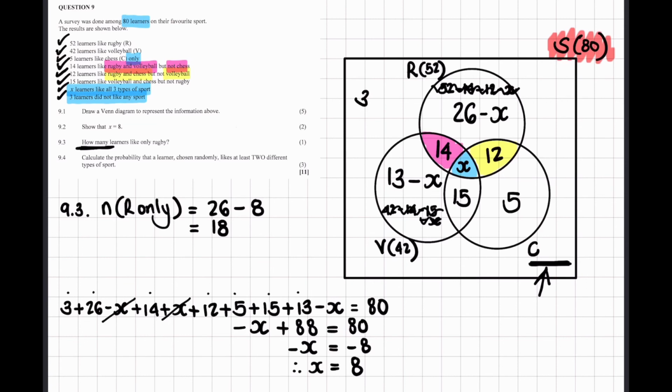Then the last question says, calculate the probability that a learner chosen at random likes at least 2 different types of sport. So at least 2 different types of sport would be these 14, because those 14 like rugby and volleyball, that's 2 sports. It will be the x, because they like all 3. It will be the 12, because they like rugby and chess. And it will also be the 15, because they like volleyball and chess.